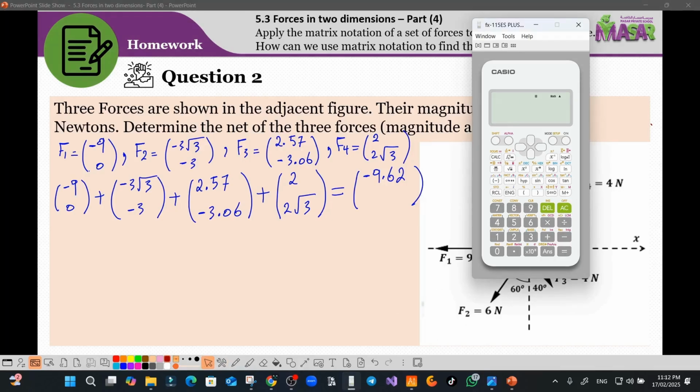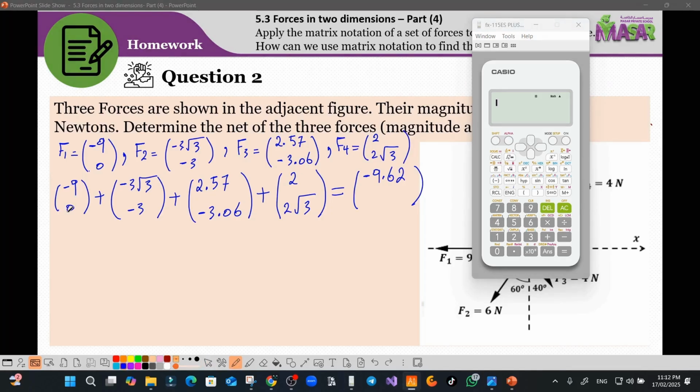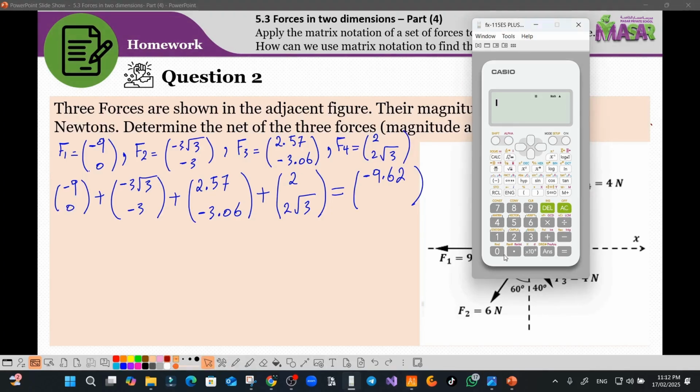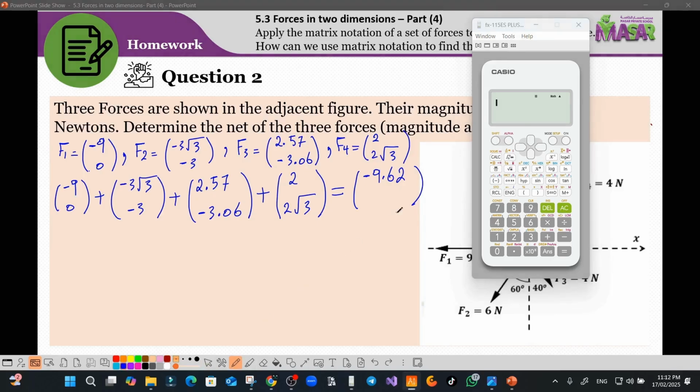Now for the second one, we have 0 plus minus 3 plus minus 3.06 plus 2 radical 3, which gives minus 2.59. So the F net in the matrix notation is given by minus 9.62 and minus 2.59 Newton. We still need to find the magnitude as well as the direction. So let's start with the magnitude.